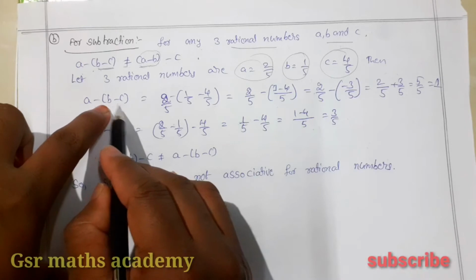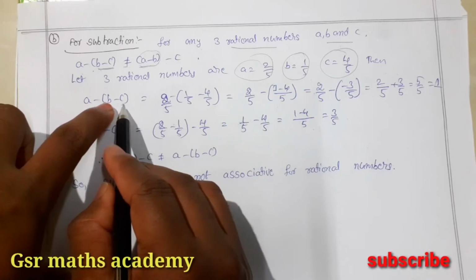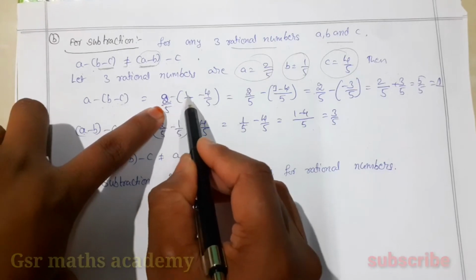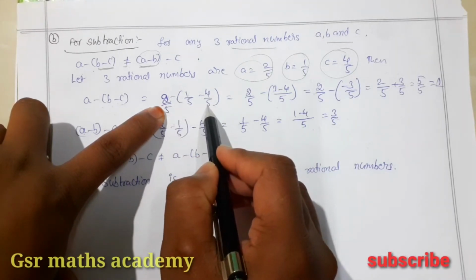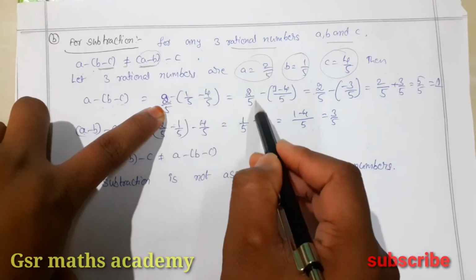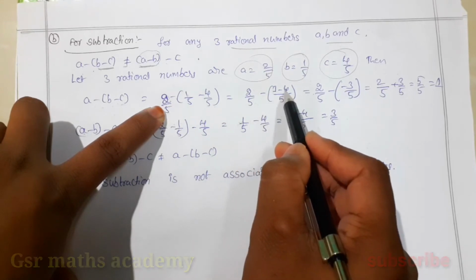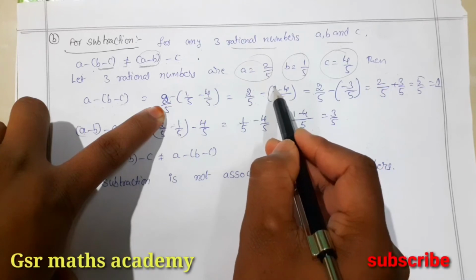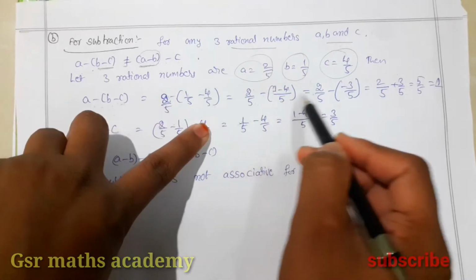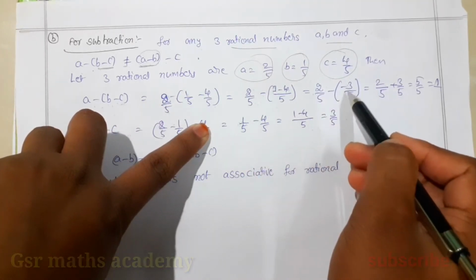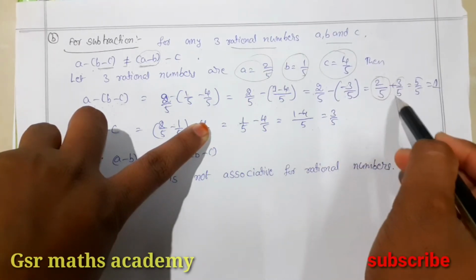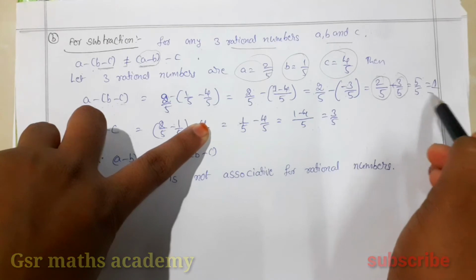That means firstly we need to subtract b minus c. So a minus (b minus c) means 2 by 5 minus (1 by 5 minus 4 by 5). Subtracting it, you will get 2 by 5 minus (minus 3 by 5), sorry, 1 minus 4 by 5 is minus 3 by 5. Minus into minus is plus, that means 2 by 5 plus 3 by 5, which is 5 by 5, you get 1.